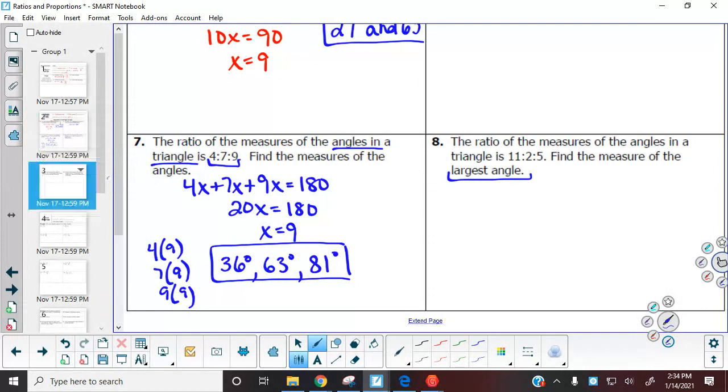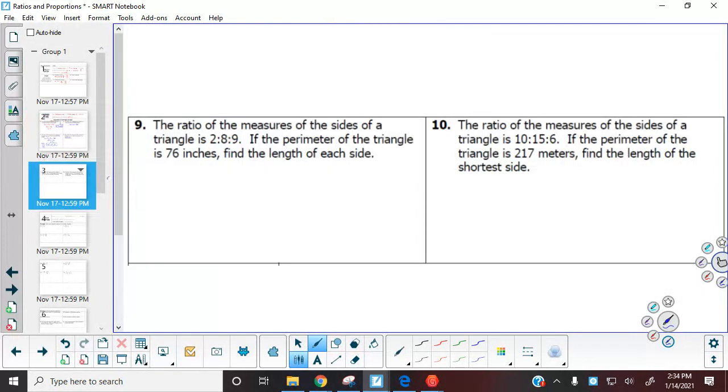So looking at the next one, there we go. The ratio of the measures of the sides is 2 to 8 to 9. Now we're talking about the perimeter. So again, we're going to go ahead and add all of those pieces. Again, that 2, 8, and 9 are the coefficients. So 2x plus 8x plus 9x. That's the perimeter, so that equals 76.